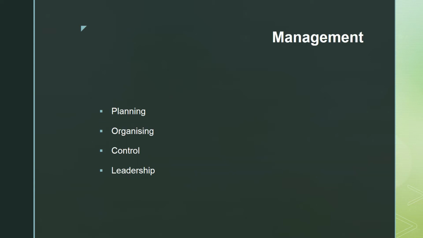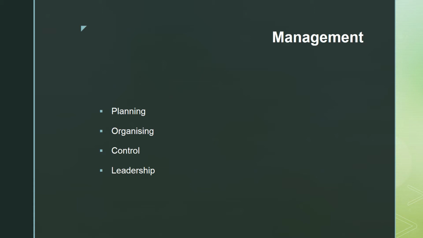And then what does management mean? There are 4 primary functions of management. The first function is planning. The second function is organizing. The third function is control. And the fourth function is leadership.